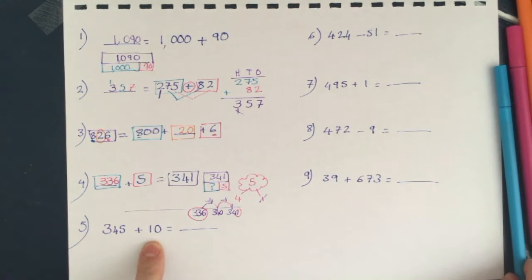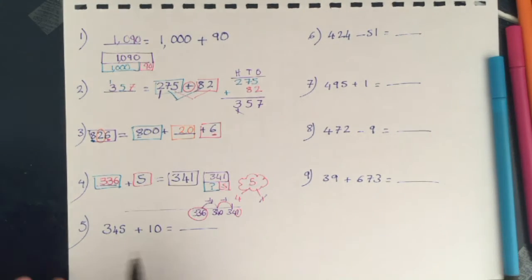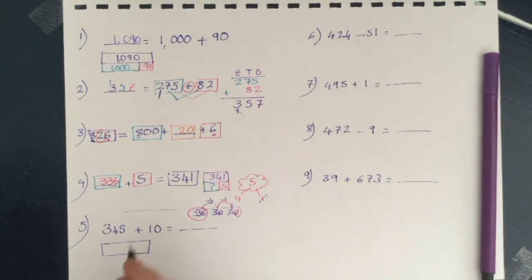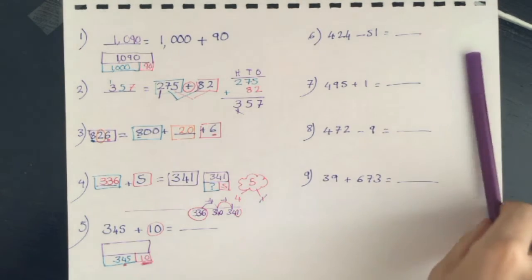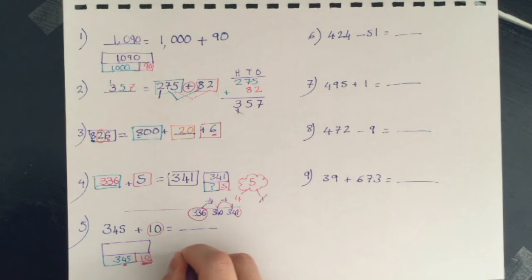Number 5. So we have 2 addends equals a total. So what we have here is 2 addends equals a total. Look at what I see. This is just 10, isn't it? It's just about place value once again. So what is the only digit that will change in this case? The 4. Okay, we are adding 10 more.